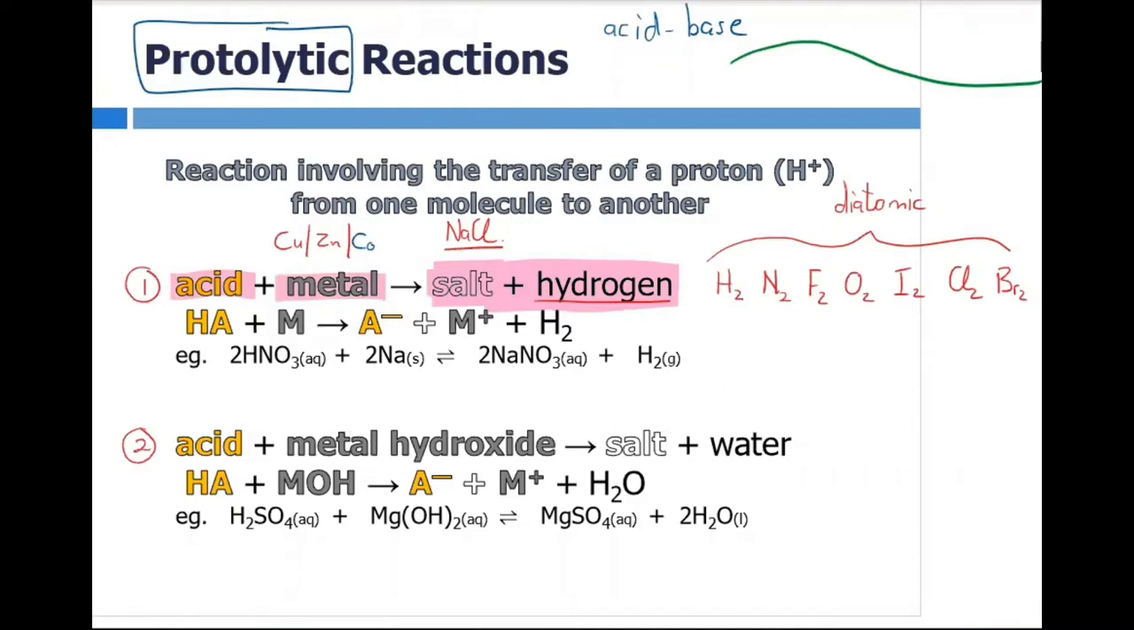The second rule is whenever you see an acid that reacts with a metal hydroxide, and we know by now that hydroxide is OH minus. So based on the valency of your metal, you might have to bracket your hydroxide with a subscript. Okay, so your acid added to a metal hydroxide will always give you salt.